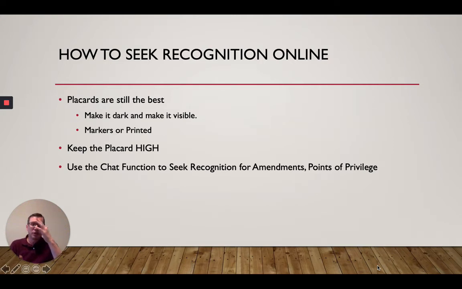Now, the chat function is predominantly used for points of privilege. Like if you need to leave your desk for a few minutes, you still need to make a point of personal privilege to leave the chamber. We've noticed that kind of slows things down sometimes, so usually those points of personal privilege are done in the chat. If the PO does not recognize it in about 30 seconds, then you can just turn your camera off and go. We at least have a record of it.